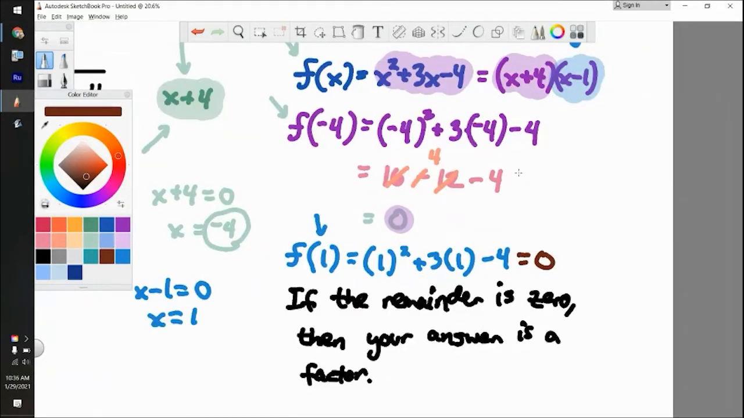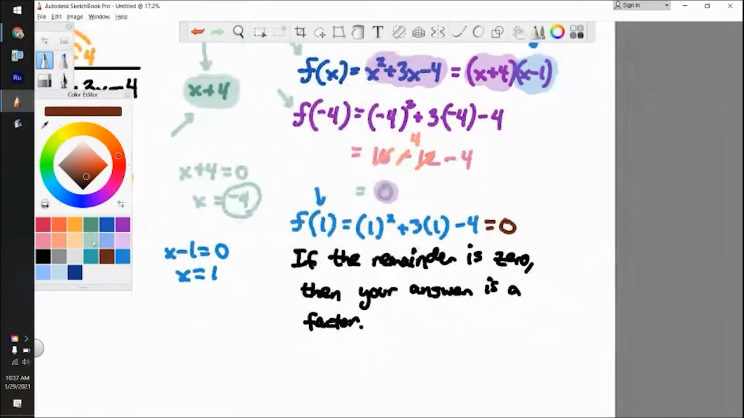Okay. Now just for fun, let's pick a number that's not in here. Let's pick 0. 0 is not going to be one of the solutions to this. x is not a factor for this. So if you plugged in 0 to this f equation, what do you get? Anybody, just yell it out. What's f of 0? 0. Well, it's going to be 0 squared plus 3 times 0.